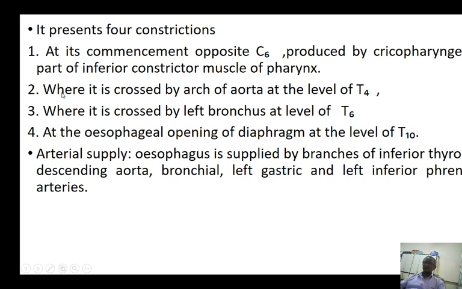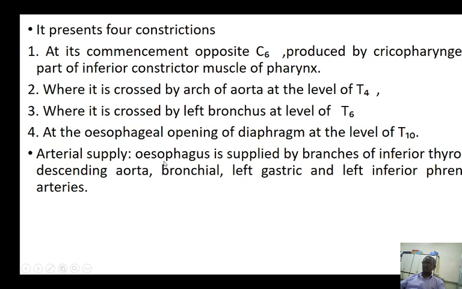Then the second one is at the place where it is crossed by the arch of aorta at the level of the 4th thoracic vertebra. The third one is where it is crossed by the left bronchus at the level of the 6th thoracic vertebra. Then the last one is at the esophageal opening of the diaphragm at the level of the 10th thoracic vertebra.